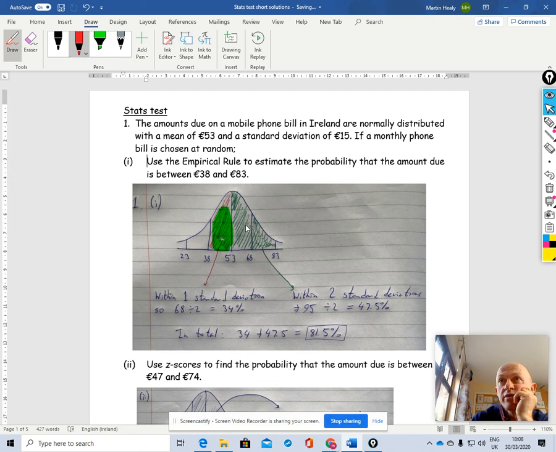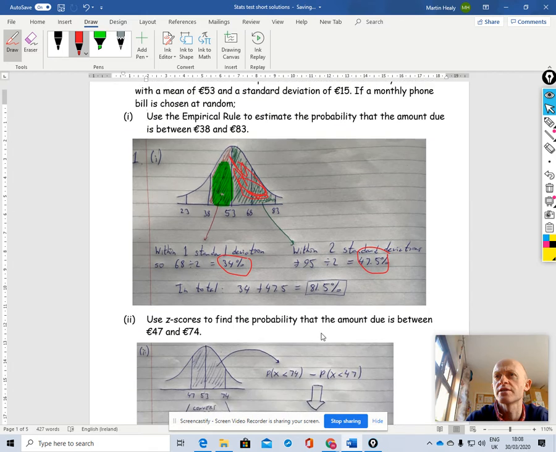Now, the other information we're given is that it goes up to 83, which is 2 standard deviations above the mean. So this region here is equal to half of the 95% that is normally within 2 standard deviations. You get 47.5%. So in total, if you add these two values together, you end up with your answer, which is 81.5%.